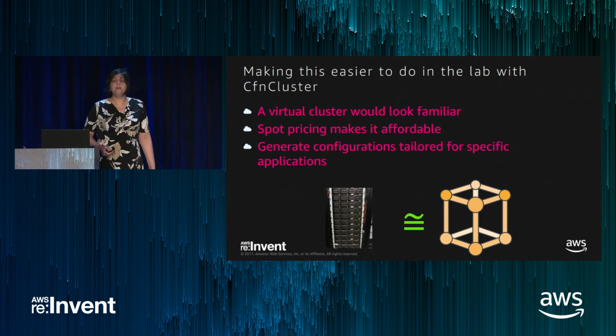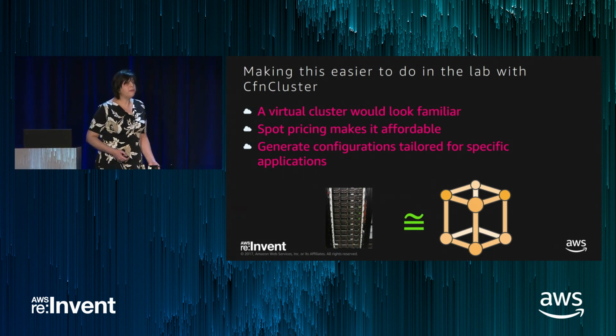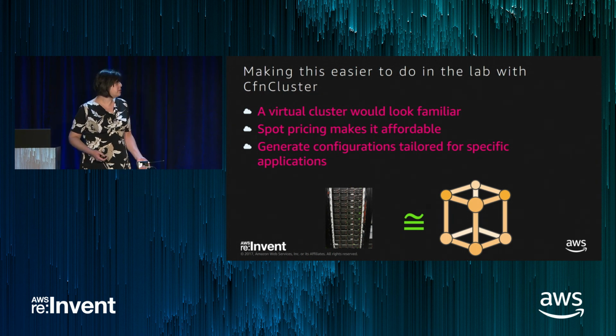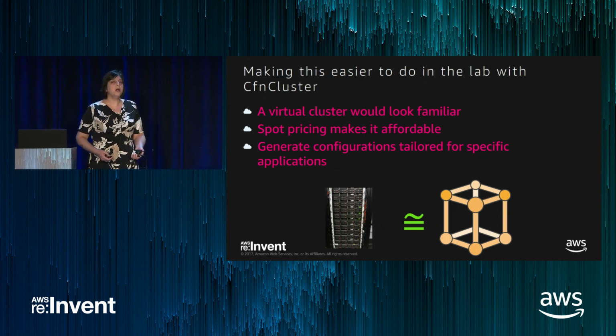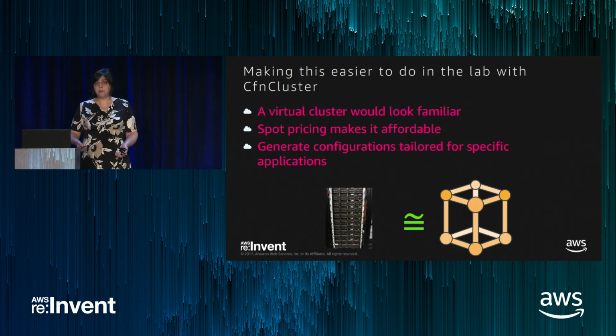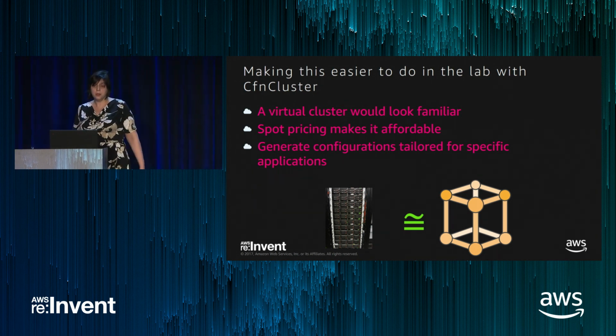And we also cared very much that it look as familiar as possible. So we were very attracted to CFN Cluster for this reason. A virtual cluster looks familiar to us, and spot pricing would make things very affordable, especially because all of our workloads are written in a fault-tolerant and reproducible manner, so that if an instance had to stop because it was priced out, then we could pick up where we left off. And now, with spot pricing, you no longer terminate an instance, it stops and then can resume.